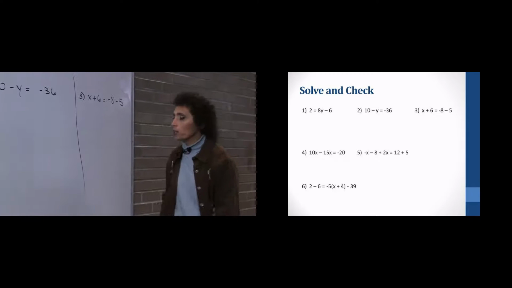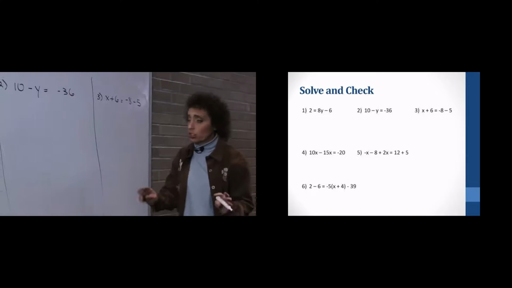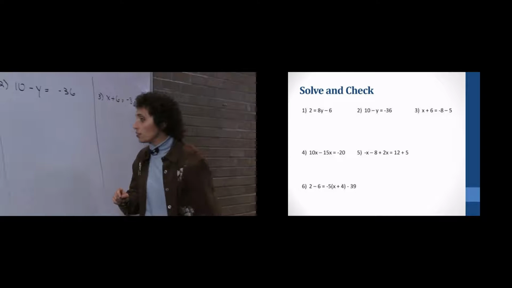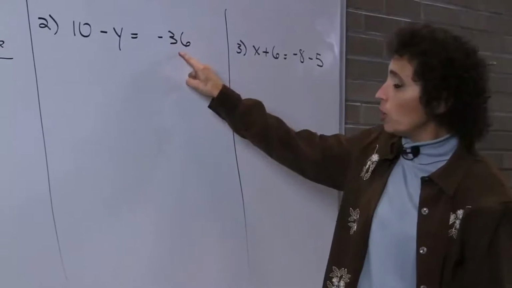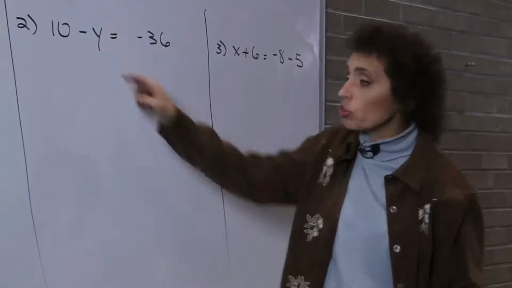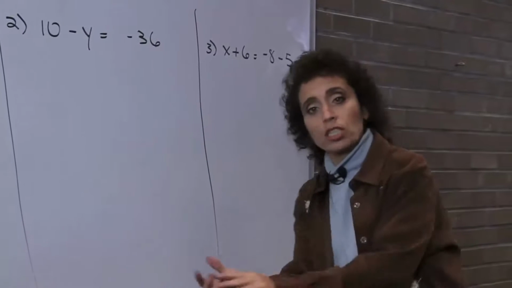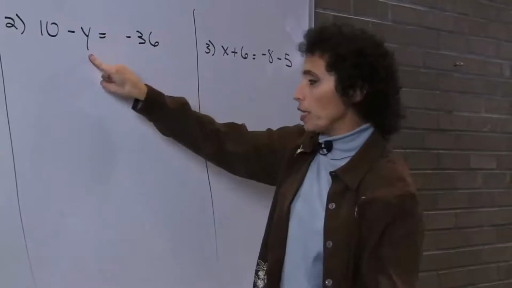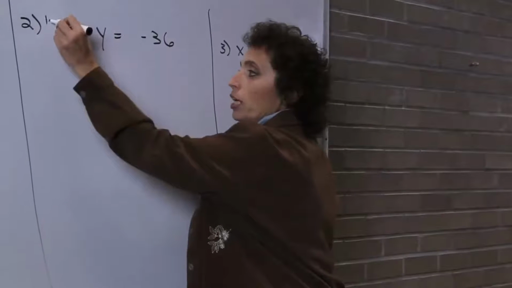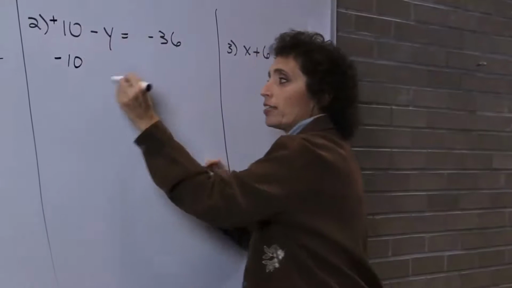Okay. Number two. Number two looks a little tricky. Got to be a little careful on this one. I'm not going to touch him. He's alone. He's got no friends. I need to have all the variables on one side, all the numbers on the other. All the variables are already on the left. So this is a plus 10. So I'm going to subtract 10.